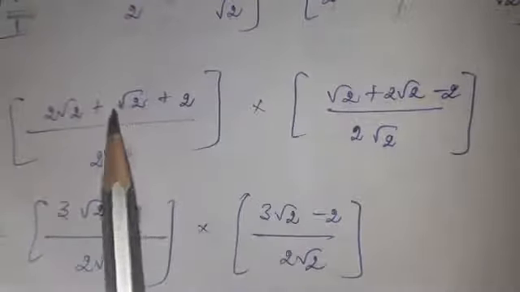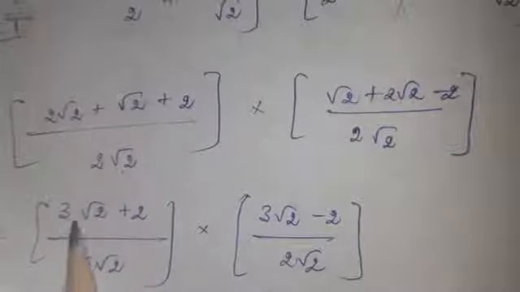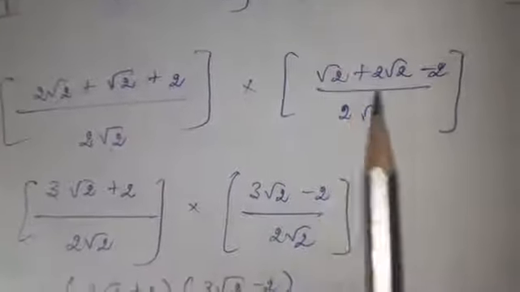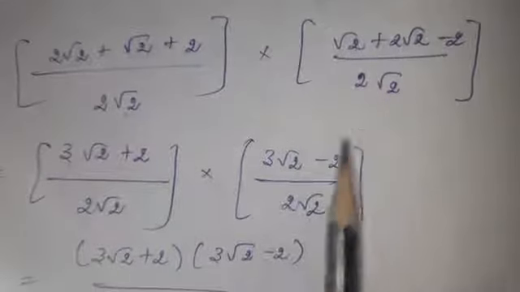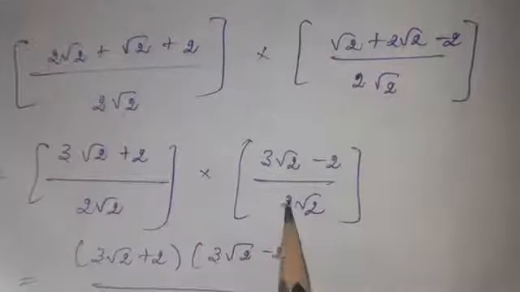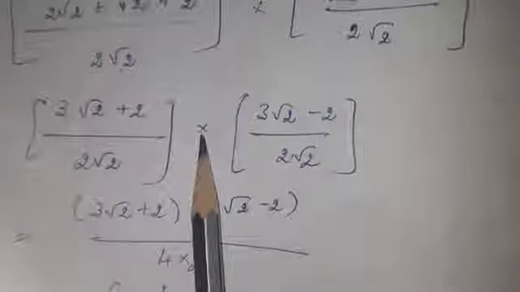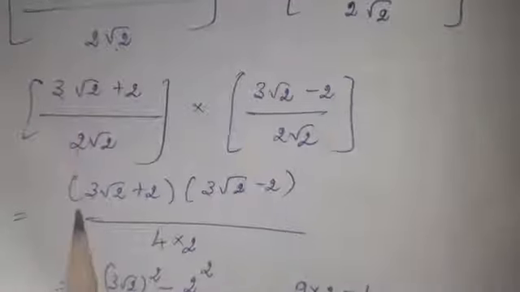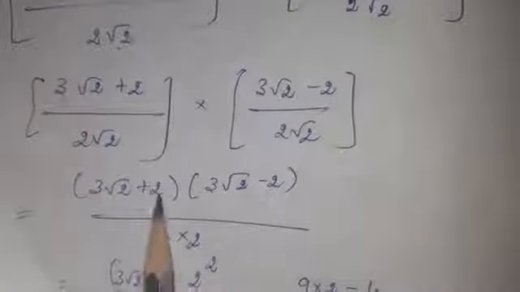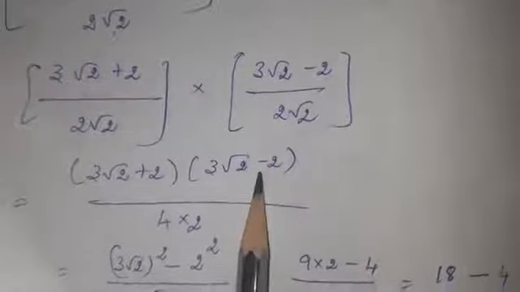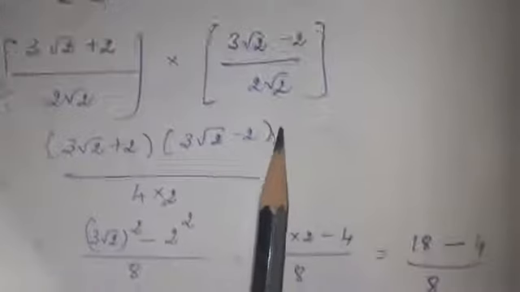So 2 root 2 plus 1 root 2, you will get 3 root 2 plus 2 divided by 2 root 2. Into, the same concept, root 2 plus 2 root 2 is 3 root 2 minus 2 divided by 2 root 2. Here both are given as a multiplication. So numerator into numerator, I have written here 3 root 2 plus 2 into 3 root 2 minus 2. Then the denominator you multiply separately.